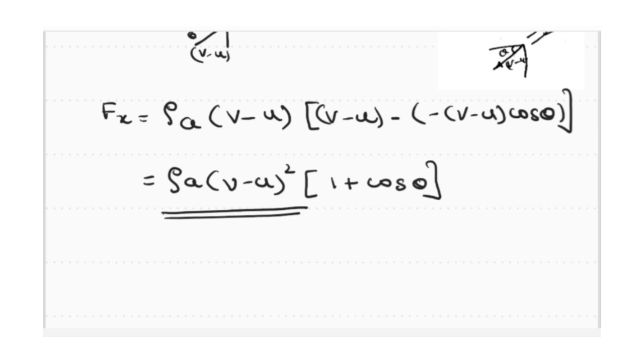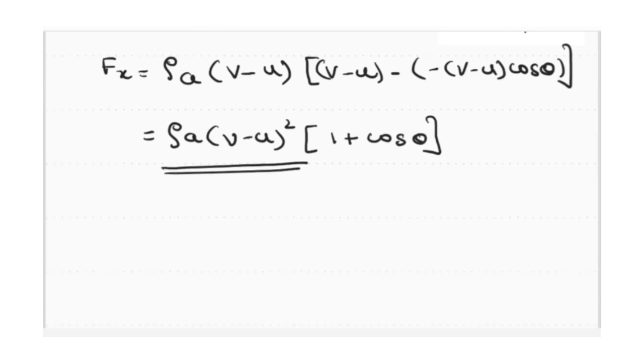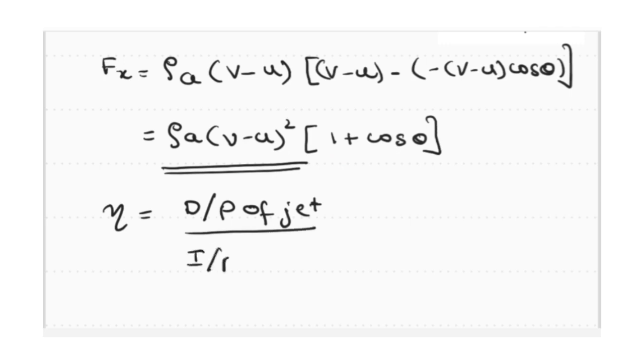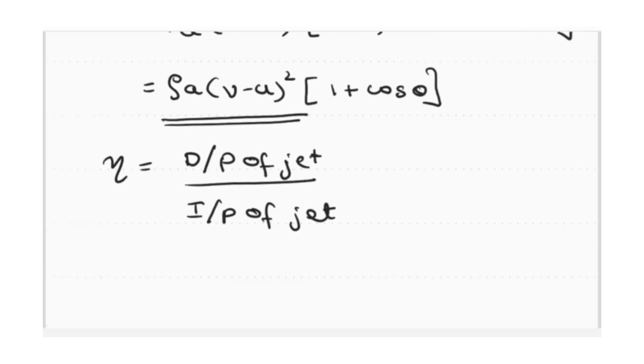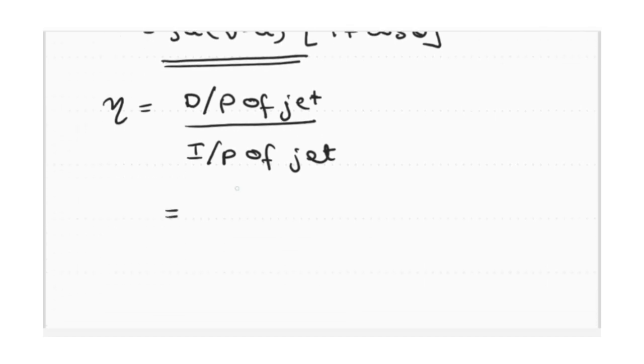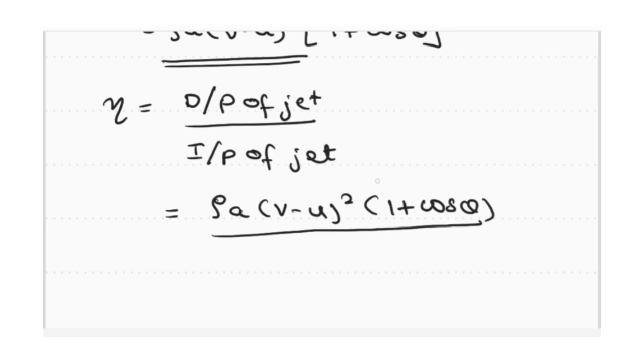Now I will go with the efficiency. We should show the maximum efficiency, so we should go with the efficiency equation. I will write down the equation for efficiency. That is output of jet divided by input of jet. Output of jet is work done. Work done is equal to Fx into U. So Fx is rho into A into (V minus U) whole square into (1 plus cos theta), multiplied by U, so that will be the work done.